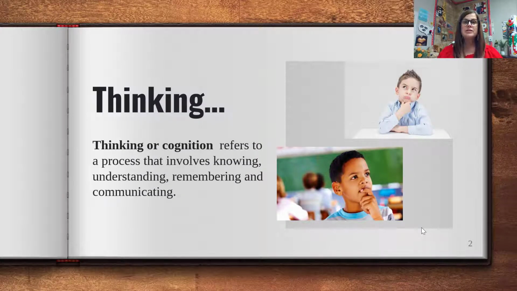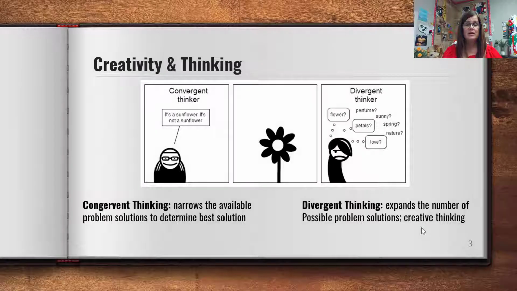So let's first come up with some definitions, and let's look at the word thinking. Thinking, or cognition, because that's a good synonym, refers to a process that involves knowing and understanding, remembering, and communicating. And this is different from the cognitive perspective of psychology, which we've already learned about. Thinking is that process of what we go through to understand, to know, to remember, and to communicate.